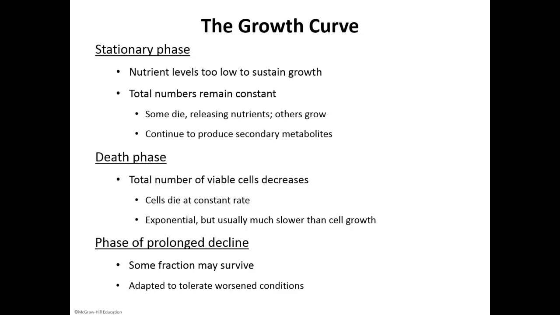This leads us to the death phase. The death phase is another exponential phase, but it's a much slower exponential phase. So cells die at a constant rate, just like they grow at a constant rate, and the number of living cells actually decreases. So there is a phase of prolonged decline where a small portion of a population may survive. Typically, these are going to be organisms that are adapted to detrimental conditions, so they can survive in those poor nutrient conditions.